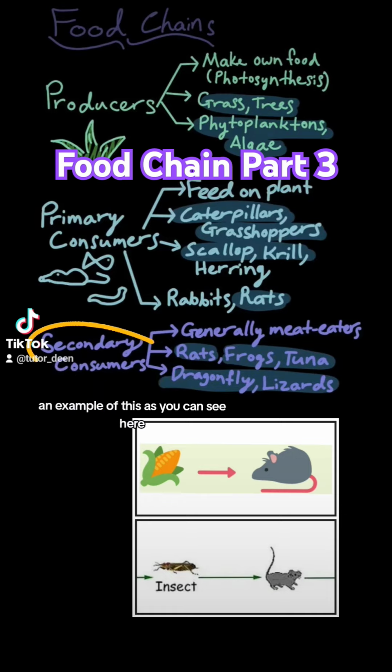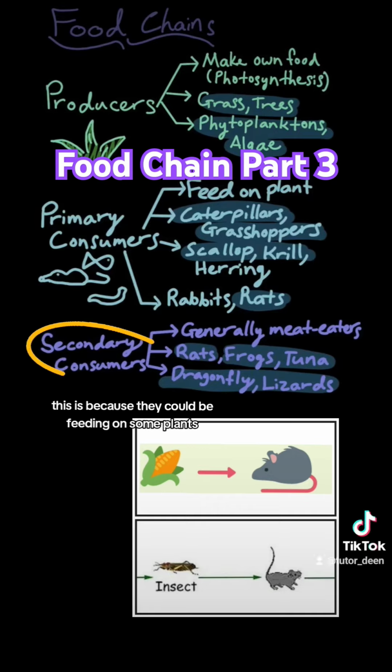An example of this, as you can see here, rats exist in both the group of primary consumers as well as secondary consumers. This is because they could be feeding on some plants in one food chain, hence they are called your primary consumers. But in another food chain, they could be consuming smaller insects, so then they are considered to be secondary consumers there. An easy guide will be that if that particular organism is feeding on your primary consumers, then that organism is considered to be your secondary consumer.